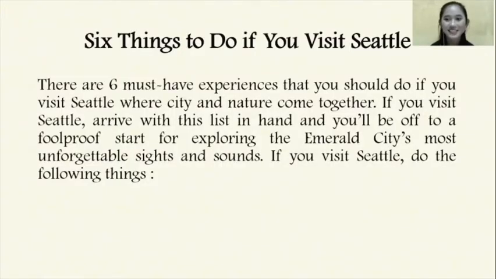Now, after you listen to the explanation about conditional types before, let's read this text together with me and we will identify the conditional clause sentences in this text. 6 things to do if you visit Seattle. There are 6 must-have experiences that you should do if you visit Seattle, where city and nature come together. If you visit Seattle, arrive with this list in hand and you'll be off to a foolproof start for exploring the Emerald City's most unforgettable sights and sounds. If you visit Seattle, do the following things.